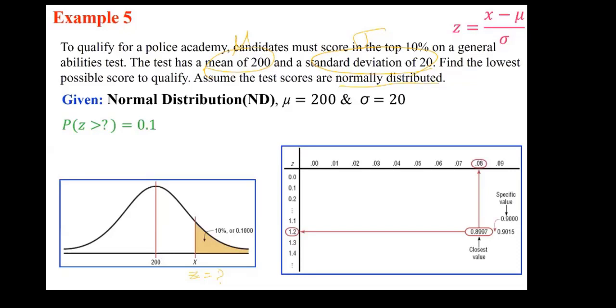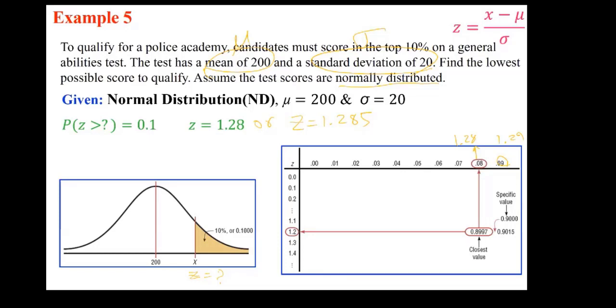So look at this table, and 0.8997 and 0.9015. The first one is the closest. You can use 1.28, or look at the table, use 1.285. This one is 1.29. This one is 1.28. So we can go in between. Needless to say, the left one is closer. You can say 1.284 or 1.285. That would give you a better approximation. And if you're using technology, you will get a different answer.